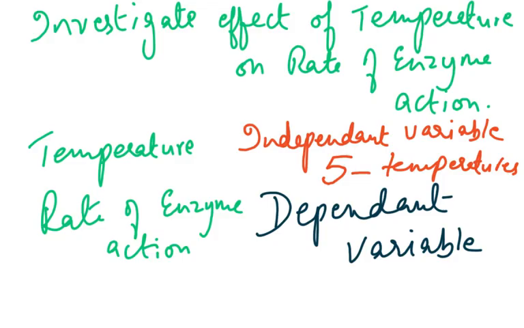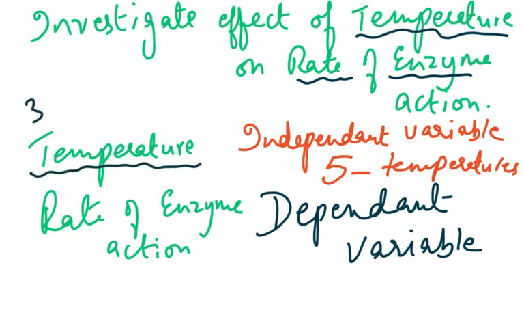Now let's investigate the effect of temperature on the rate of enzyme action. What we have to understand is that there are two things here: temperature and the rate of enzyme action. One of them is classified as the independent variable. The thing which we're going to change is the temperature. We're going to decide what temperatures we are going to have: 30 degrees, 35 degrees Celsius, 40 degrees Celsius.